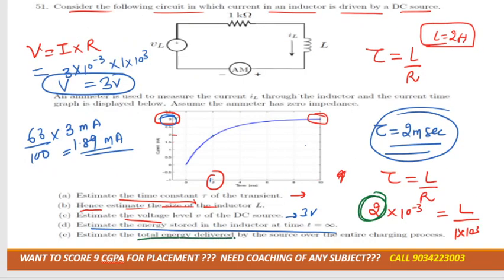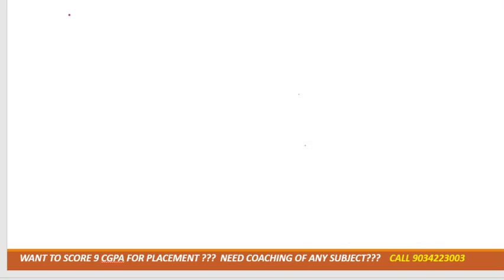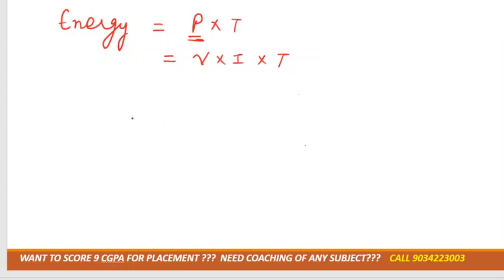Now they're asking to calculate the total energy delivered by the source over the entire charging process. That means they're asking for the energy across the source. Earlier they asked you to calculate the energy across the inductor, right? So energy is power into time. What is the formula for the power? V multiplied by I multiplied by T. What is voltage? We calculated 3 volt. I we didn't know. Time will remain time.